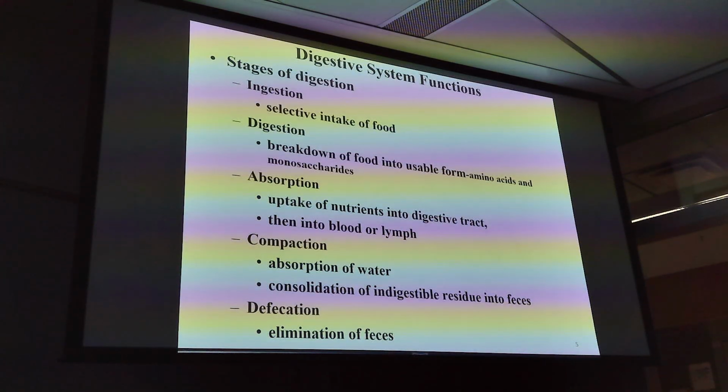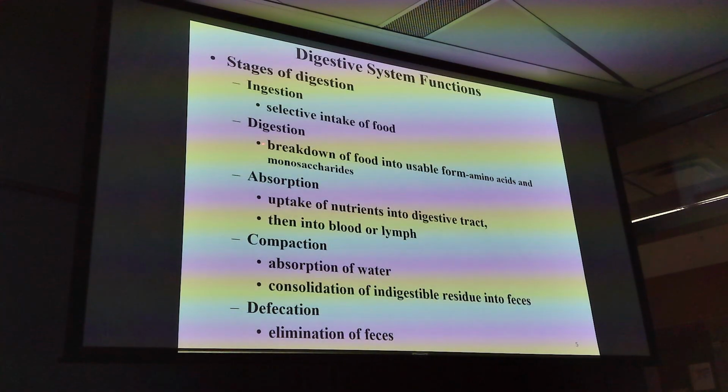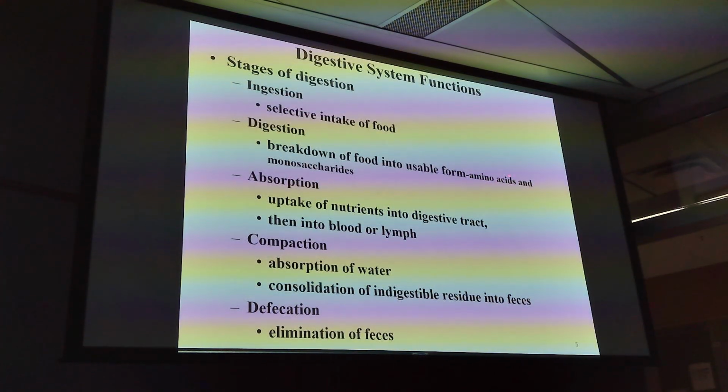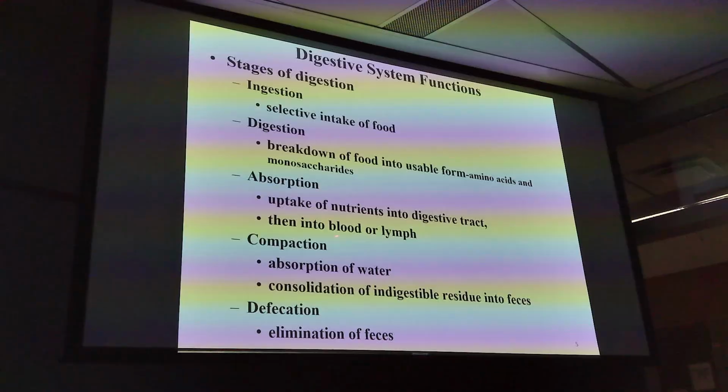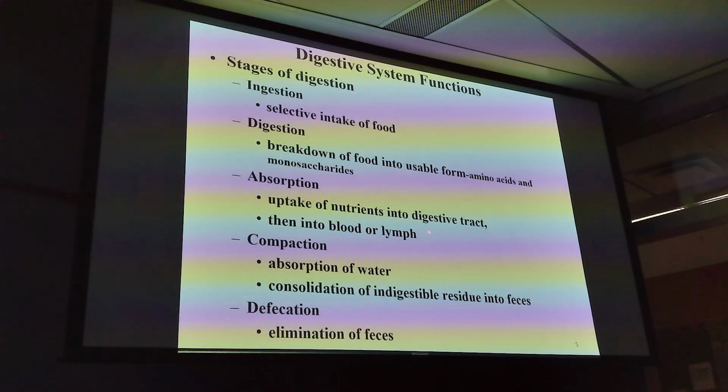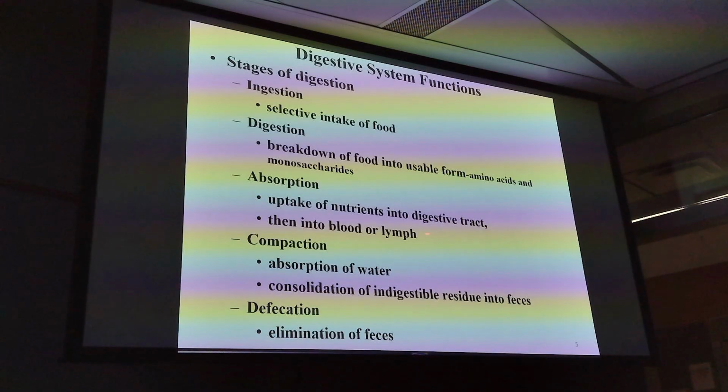So we've got stages of digestion: ingestion. This is the intake, ingestion. Okay, digestion is considered the breakdown of the food into usable sources such as the amino acids, the monosaccharides. Then we're going to uptake it, absorption. This occurs in the small intestine. Okay, we're going to take it up into the blood, or in the case of fats, we've got those lacteals in the intestinal tract that pick up the fats and take them into the lymph system.